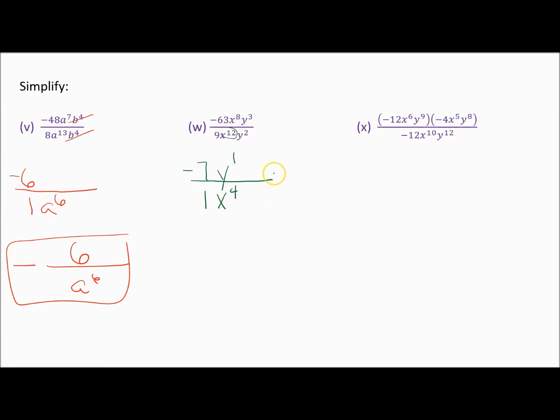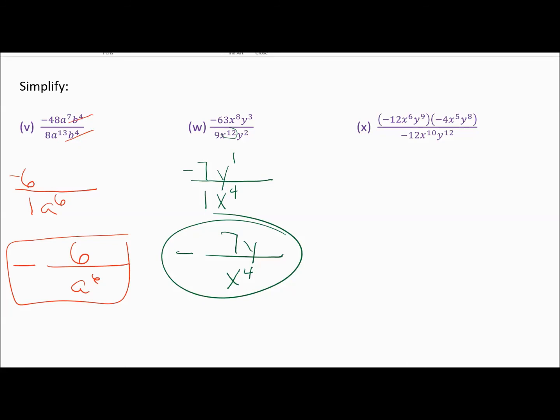Again, want to make this look a little better. A negative divided by positive overall is a negative answer. 7 divided by 1, you could say it that way, or you could just look at the numerator, and 7 times y to the 1st is just 7y. On the other hand, 1 times x to the 4th is x to the 4th. So that is the completely simplified answer.